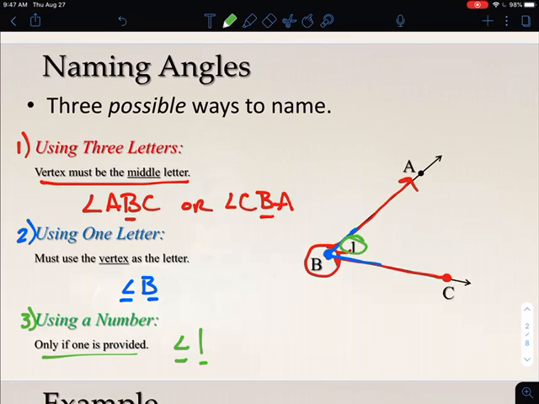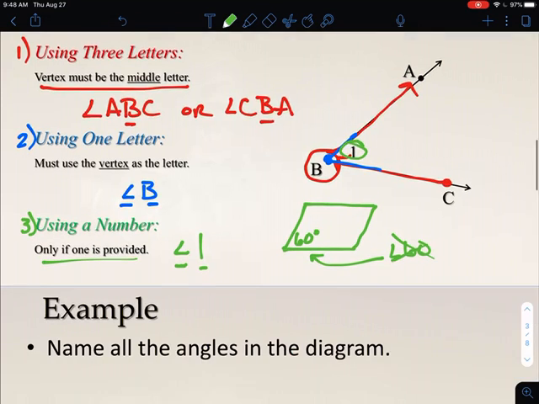Now, one thing to note with this number option: if I'm given a picture where they give me angles, and like we said, we're going to get a little more complicated as we go, but let's say they give me an angle here, and then they give me the measure of that angle, 60 degrees. I cannot call this angle 60. That's not how it works. It's got to be just a number associated with the name, not the actual measure of the angle. So just be aware of that.